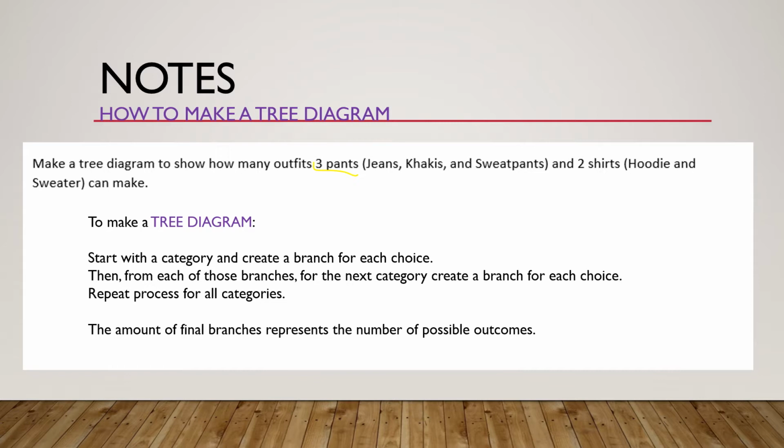And then from each of those branches for the next category, you are going to create a branch for each choice. And you're going to repeat that process for all of the categories. So the final amount of branches will tell you how many outcomes you have. Okay? It will make more sense once I start writing it down.